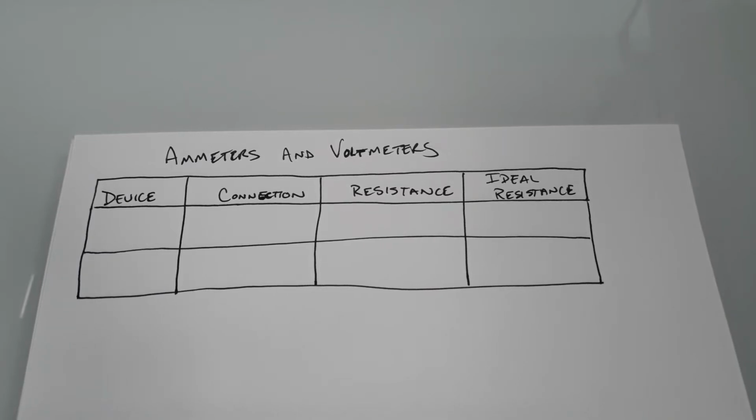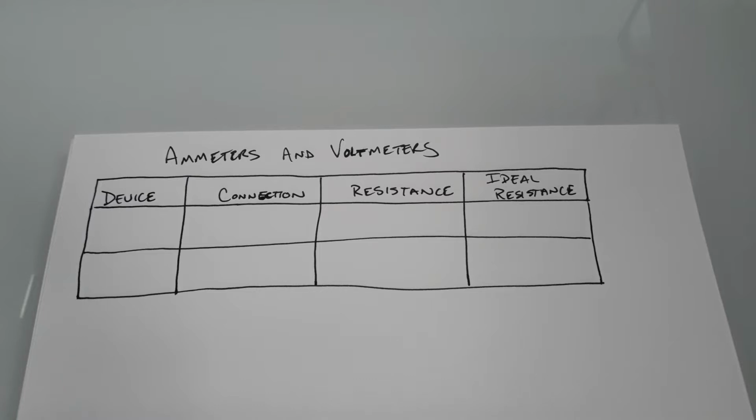Okay, let's talk a little bit about ammeters and voltmeters. These are devices we've already used before, but now we really want to be formal about the way that they're supposed to be connected and what's happening internally inside of them. How do they affect the circuit? Because if they have resistance, then they will affect the circuit.